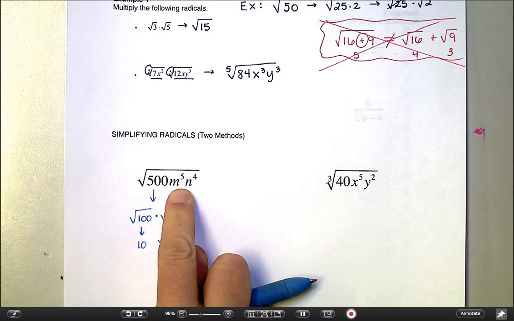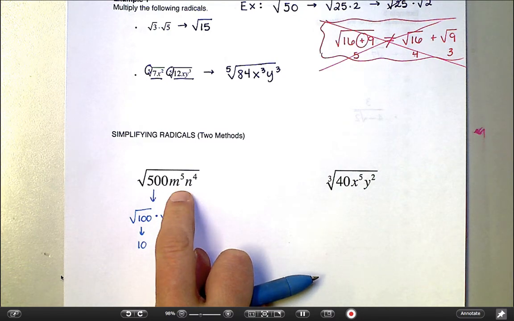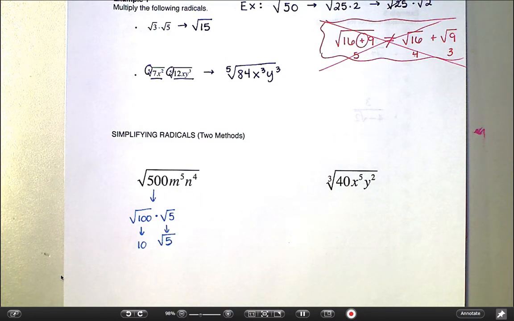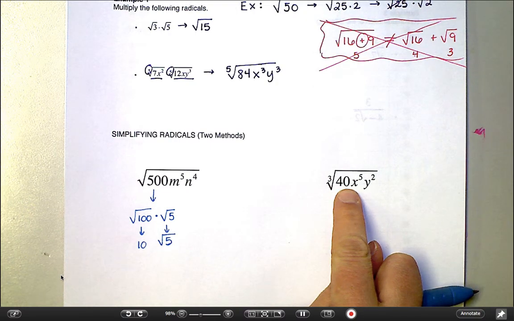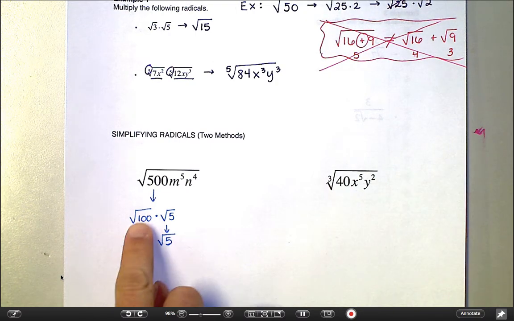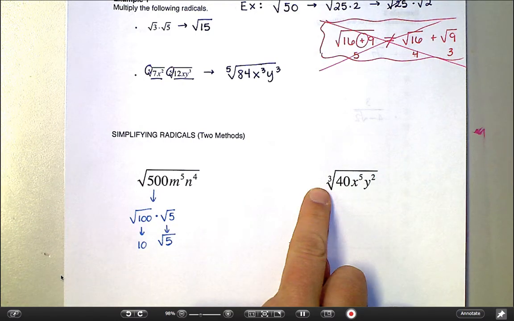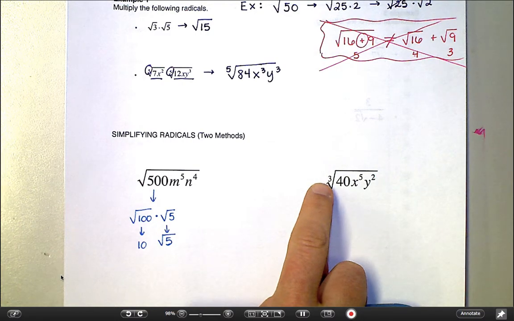Now I'm going to deal with these in just a second, but that's really what I'm looking for here as far as simplifying. If I wanted to do that over here with this one, I would have to think of a number that goes into 40 that is a perfect cube.